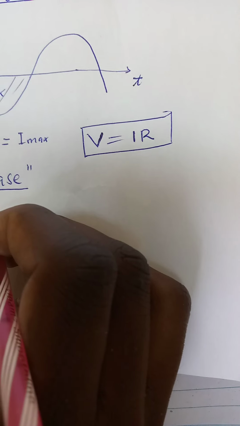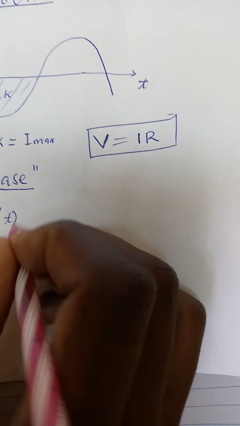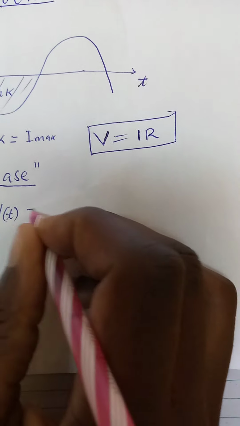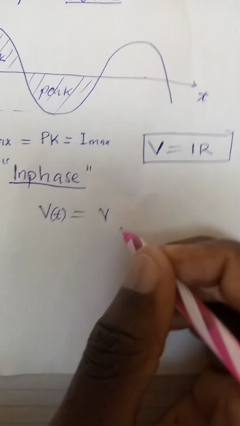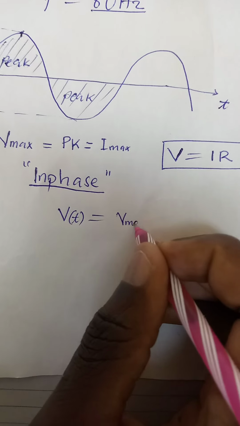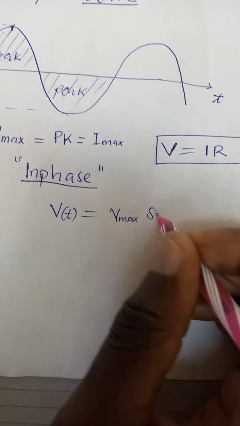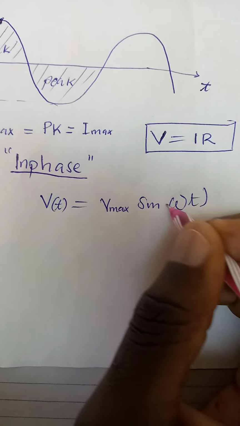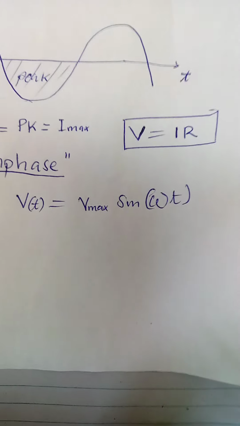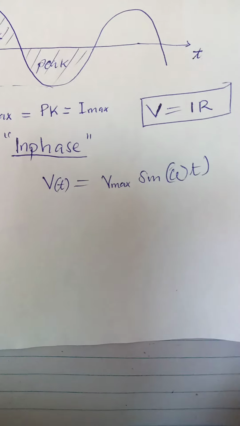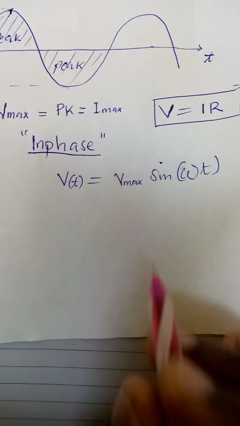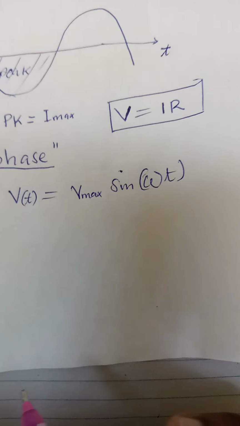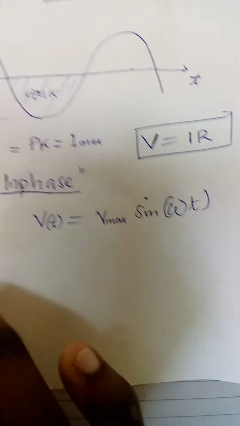Alternating, we're saying this function of t, which is voltage, is equal to Vmax sine omega t, like this. So this is the formula we'll be using throughout our calculations for voltage.